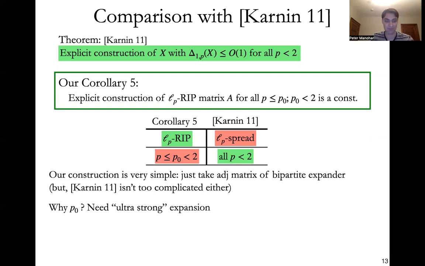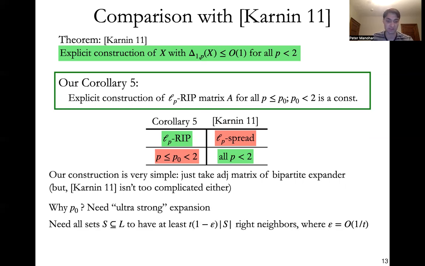So now I'll explain why we have this threshold p naught. It comes from the fact that we need a very strong expansion property from the bipartite expanders. That is, we need all sets S of the left vertices to have at least T times (1 minus epsilon) times |S| right neighbors. Now remember, T is the left degree, so the expansion error is this epsilon. And we need epsilon to actually be order 1 over T, the left degree, which is a very stringent, very strong expansion.